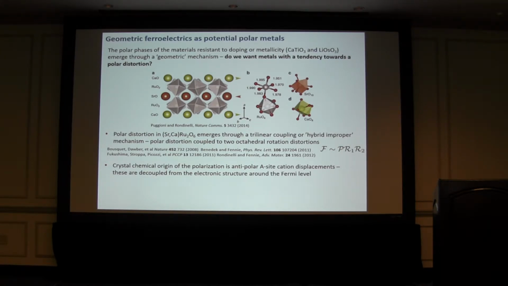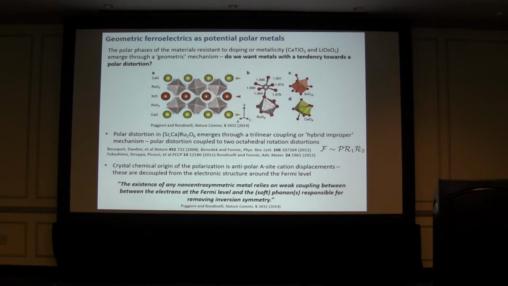So in this paper, it's a very nice paper. The authors note that if you want a non-centrosymmetric metal, you have to have weak coupling between the electrons at the Fermi level and the electronic states that belong to the atoms that drive the polar distortion. So in all of the cases here, that seems to be true, that the atoms that drive the polar distortion are sitting down deep in the valence, very far away from the Fermi level.